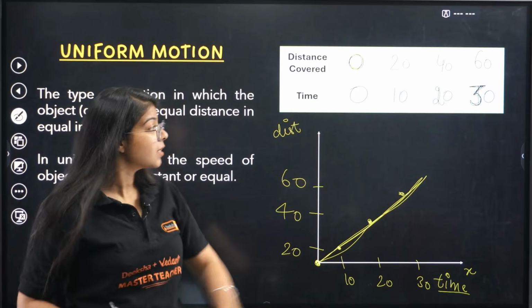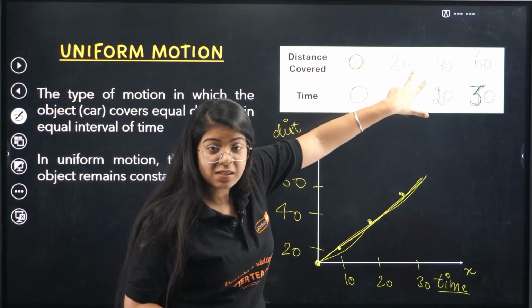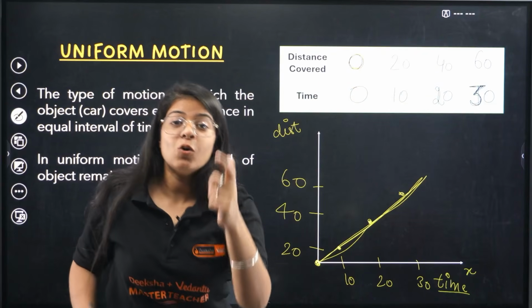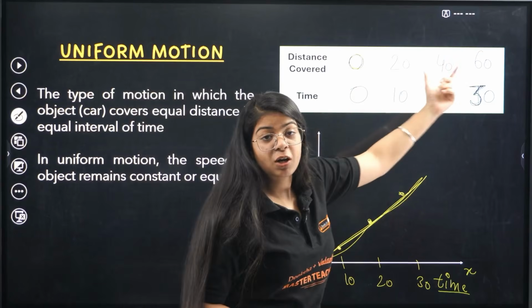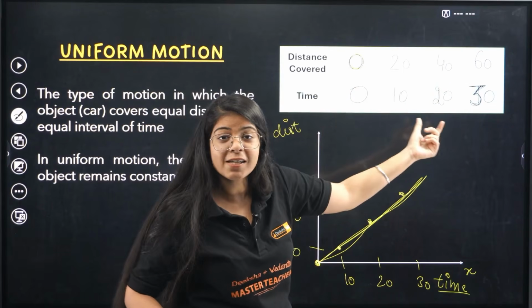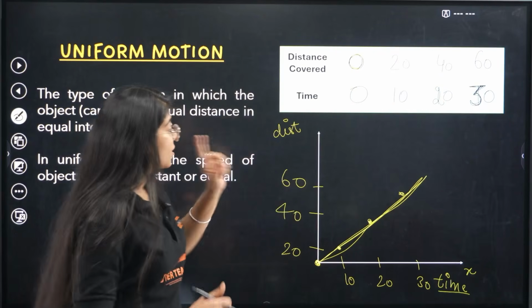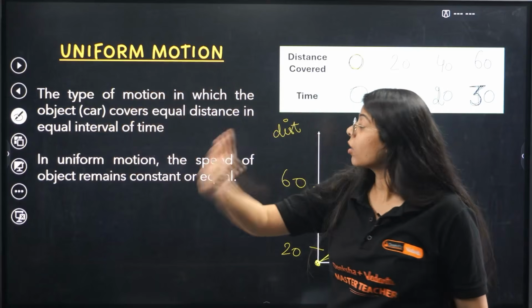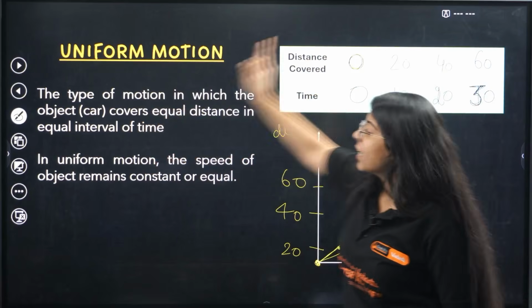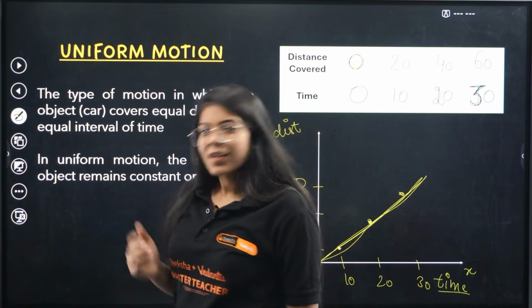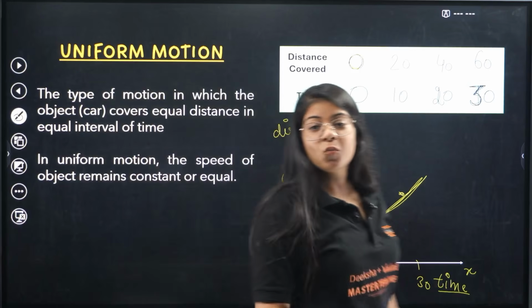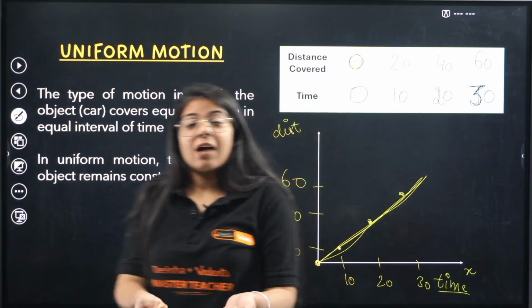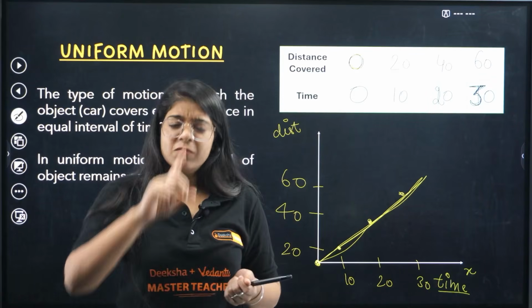That means, carefully listen, the bus is traveling equal distances: 0 to 20, 20 to 40, 40 to 60, 20 meters each. So the bus is traveling equal distance in equal intervals of time: 0 to 10, 10 seconds; 10 to 20, 10 seconds; 20 to 30, 10 seconds. So let's read the definition again. The type of motion in which the object, that is our car or our bus, covers equal distances in equal intervals of time. Easy. Understood? Now in uniform motion, the speed of the object remains constant or equal because it is traveling equal distance in equal intervals of time. We'll study that later.